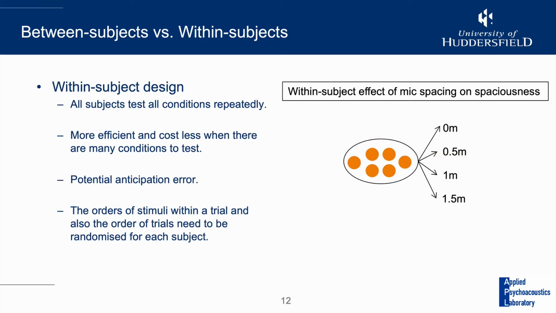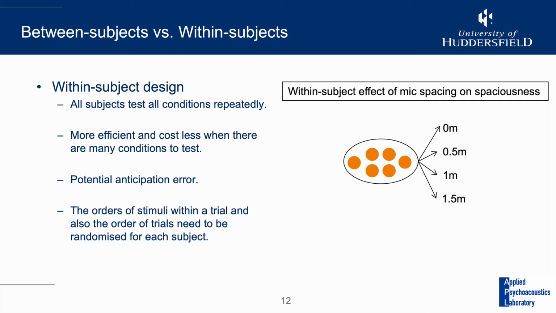But if you use within subject design, all subjects test all conditions repeatedly. And this is the most common type of test we do in audio research. The within subject design is obviously more efficient than between subject design when there are many conditions to test. And it would also cost less than between subject design if you have to pay the participants.